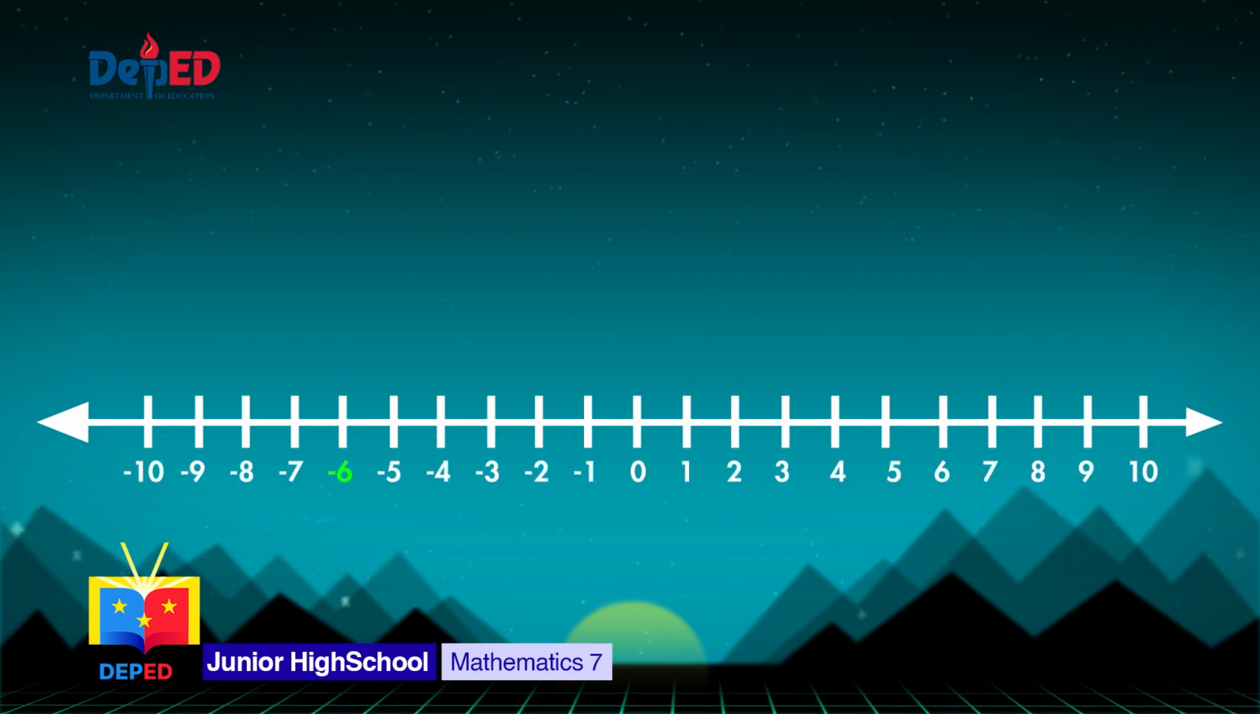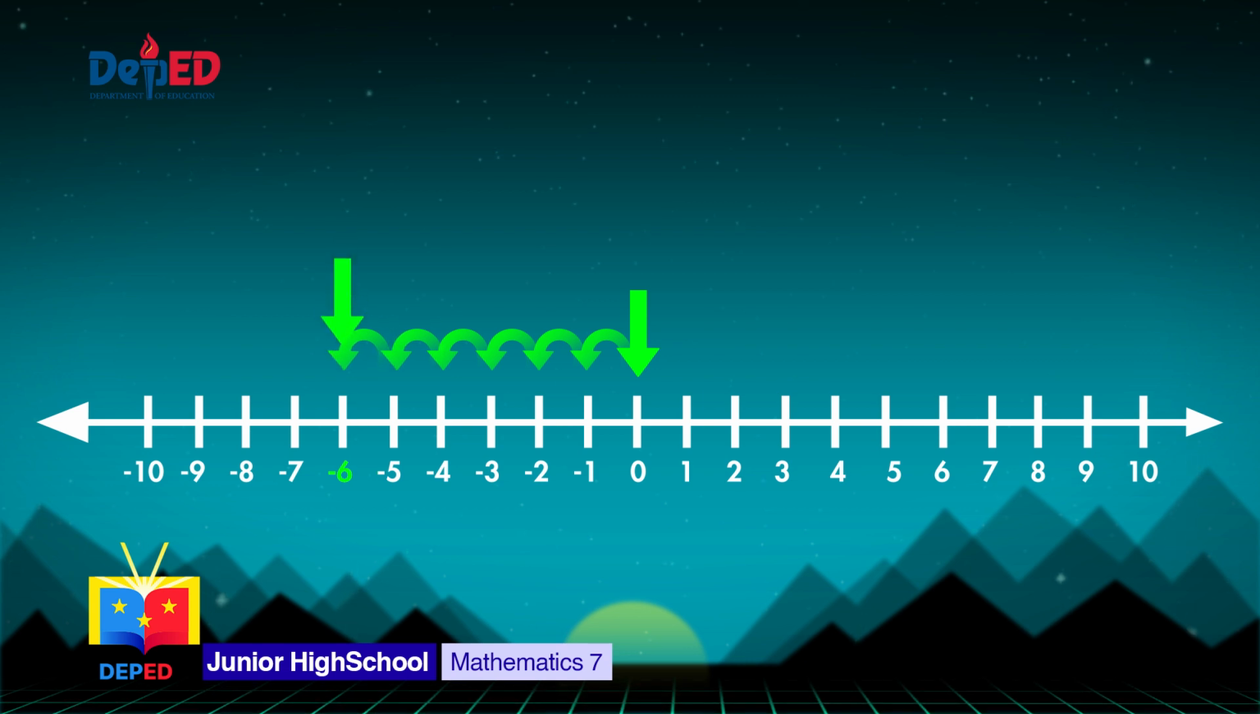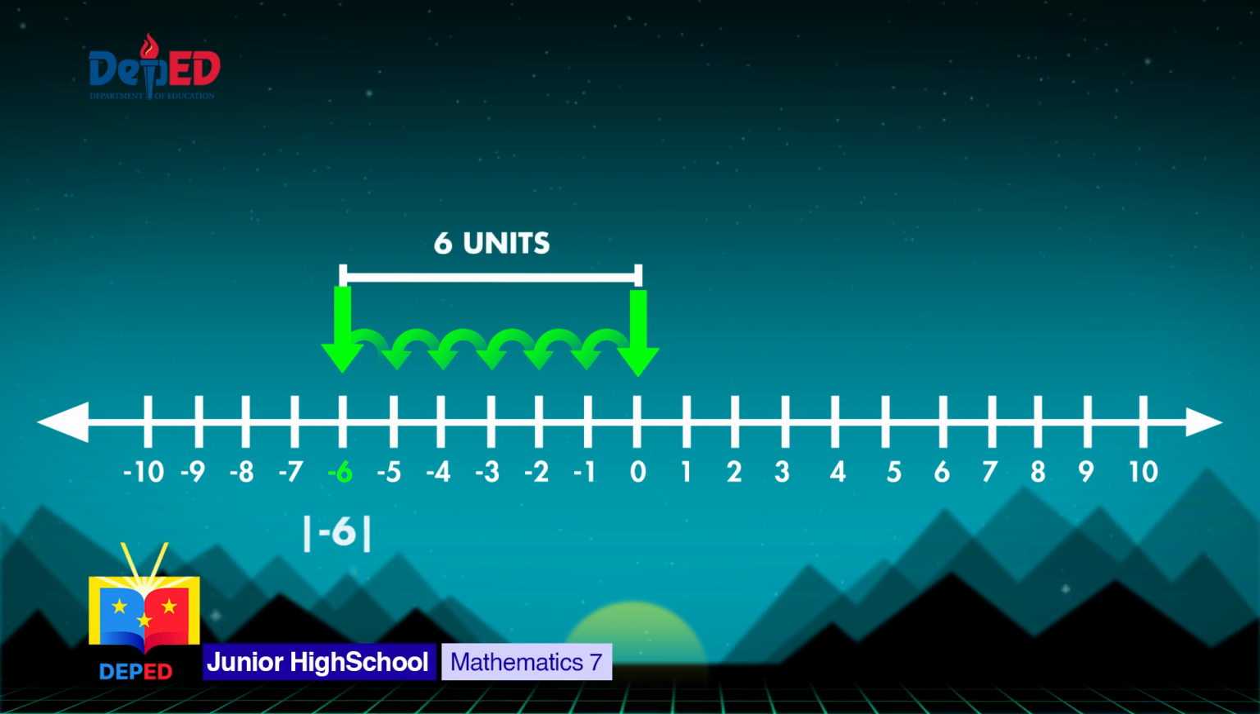For item 2, from 0, we need to count 6 units to the left. 1, 2, 3, 4, 5, and 6. Then plot the point. We have 6 units from 0 to -6.